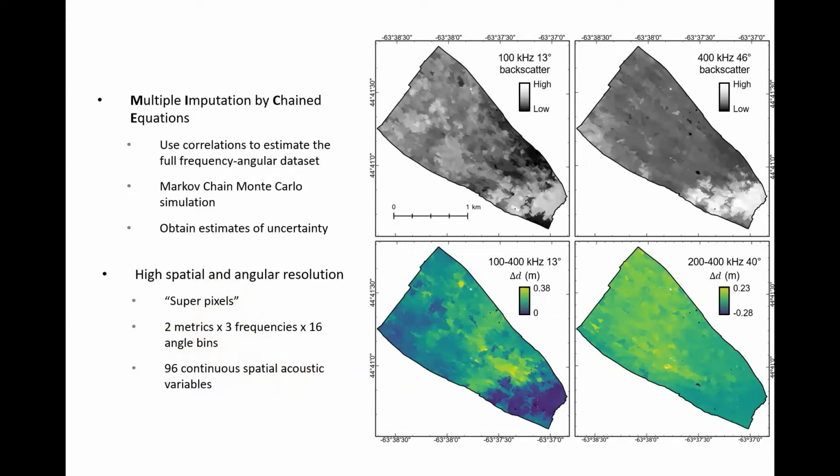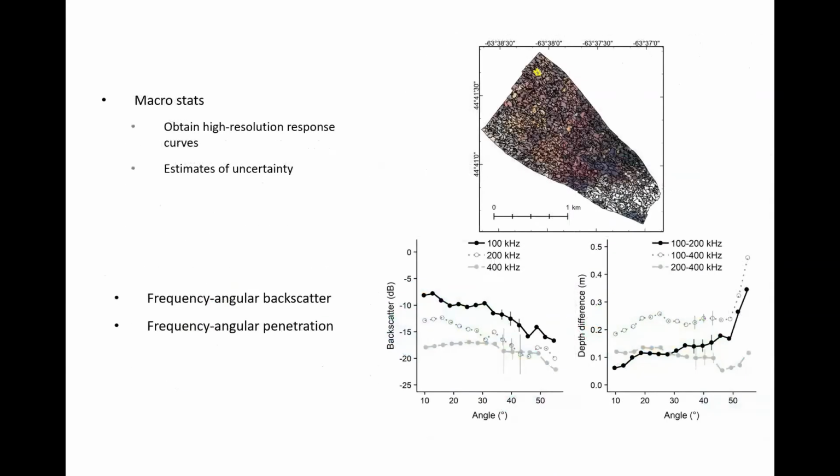But in summary, it's two different metrics, the backscatter and the depth difference, across 3 frequencies and 16 different angle bins. So it's like 96 different variables, if you want to think of it that way, that we can potentially use to characterize the seabed. And so we can pull out some interesting macro statistics from doing that. For instance, we can choose any one of our segments and look at what our response curves are for backscatter across different angles, or even the depth difference across different angles and different frequencies.